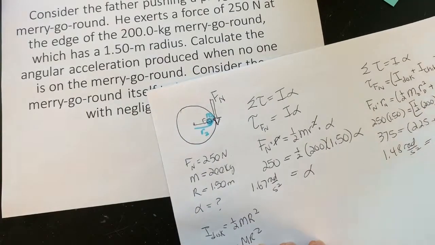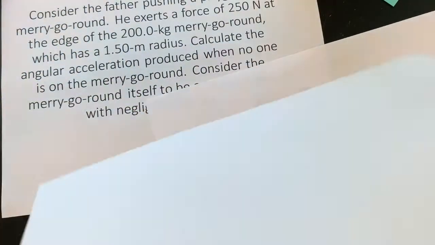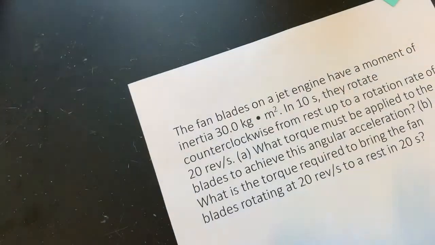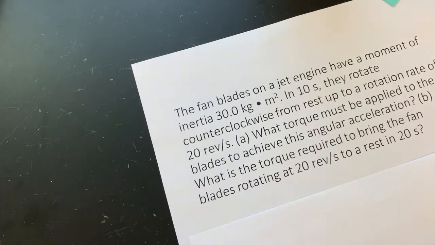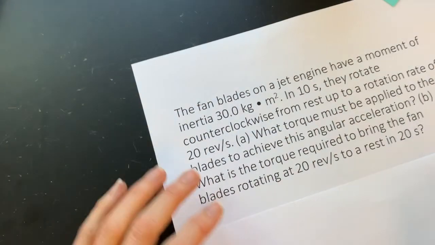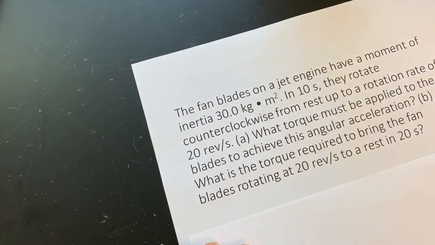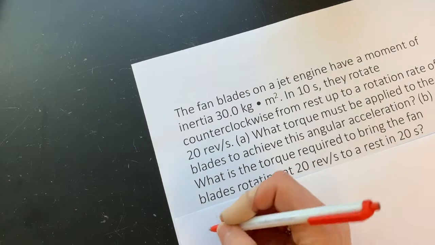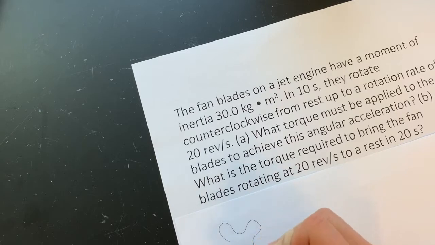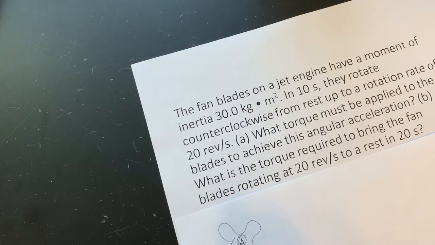Okay, the next problem is this one. The fan blades on a jet engine have a moment of inertia of 30 kilograms meter squared. In 10 seconds, they rotate counterclockwise from rest up to a rotation rate of 20 revolutions per second. So here's my fan. Beautiful, right? Here's my point of rotation. I've got the rotational inertia of the fan given, so I don't have to calculate it.